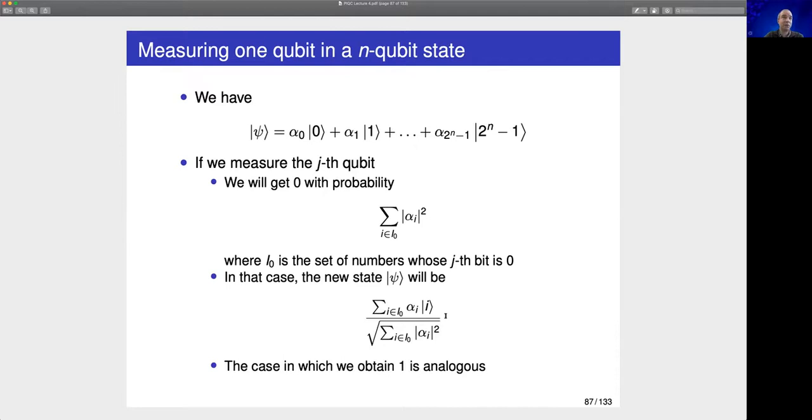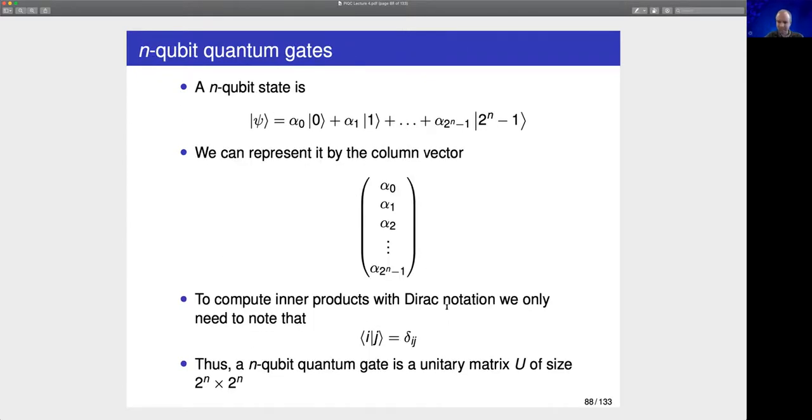Okay, this is for the general representation of the system, for the measurement either with all the qubits or with just one. What about the transformations? What about the quantum gates? Well, of course, if we have an n qubit state, we can, as always, represent this as a column vector. In this case, we are going to have 2 to the n coefficients, but again, we have a vector.